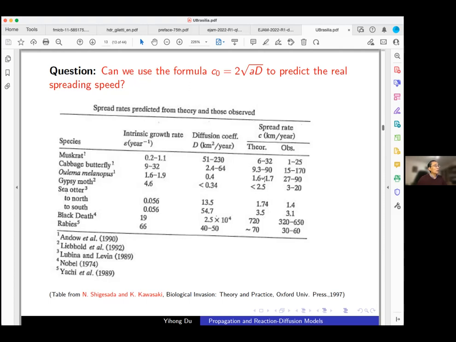So nowadays we might guess this perhaps is caused by long distance dispersal, this kind of thing. Anyway, we will look at this later when we look at the non-local diffusion model. So anyway, this model started by Fisher and KPP gives you a theoretical spreading speed, and that is a rather useful one. It gives you a good estimate of the spreading speed of the species. And you compare with the observed speed, they are rather close.